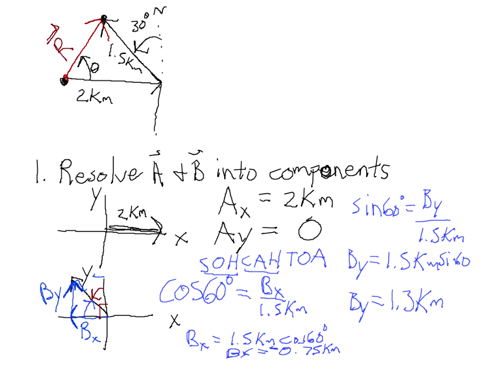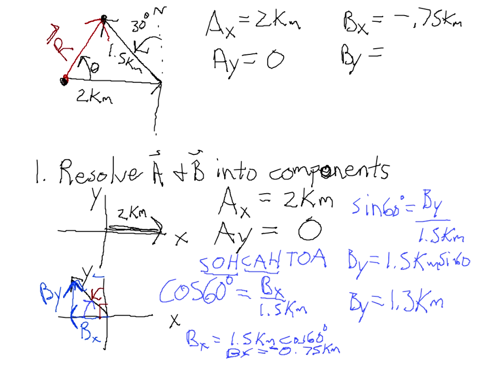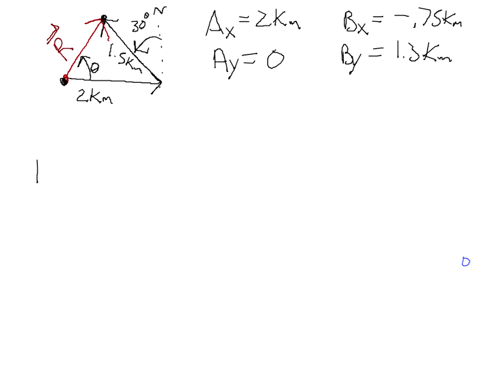Okay, so what have we found? Well, the result of step 1 was that AX equals 2 kilometers and AY is equal to 0. BX was a minus 0.75 kilometers and BY is 1.3 kilometers. So now we can erase the bottom half of the screen and use that to do step 2.